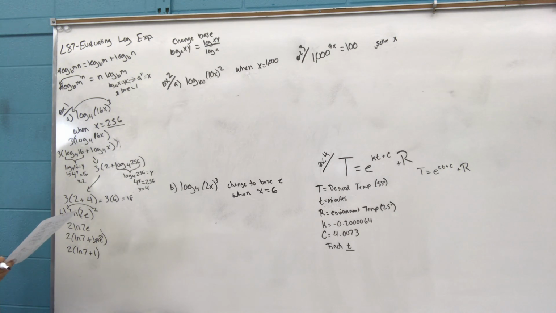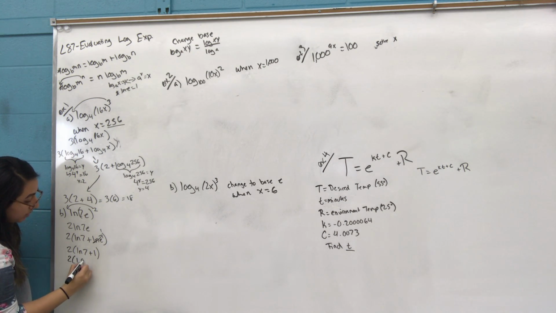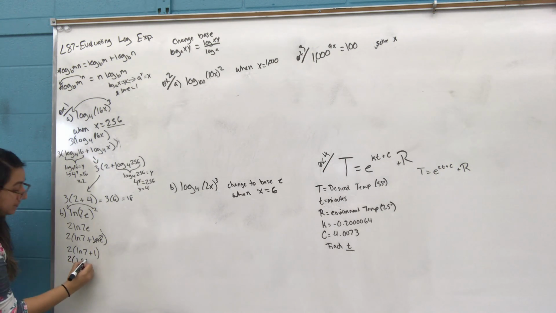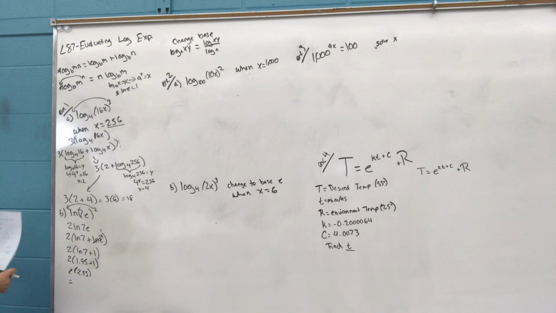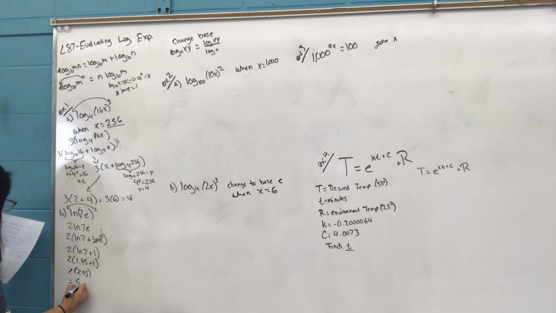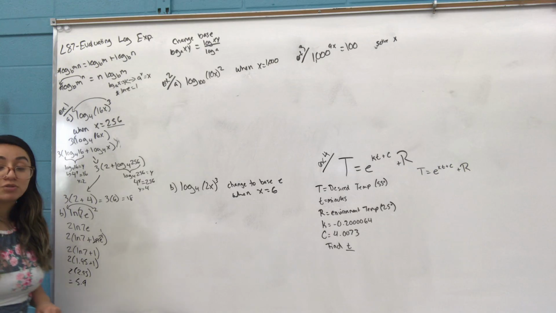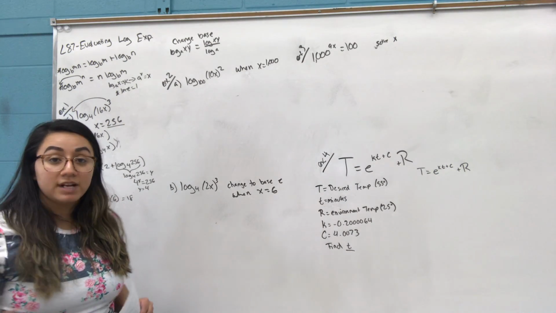And natural logs you could do in your calculator. So if I put natural log of 7 in my calculator, I get 1.95 plus 1, which is 2.95 times 2. And the answer for all of this here would be about 5.9. So natural logs, typically you'll solve them out with your calculator.